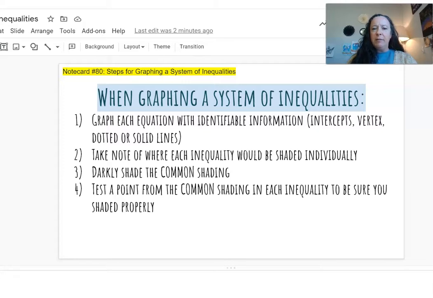Steps for graphing a system of inequalities. You need to write this stuff down. Step 1, graph each equation with identifiable information, intercepts, vertices, dotted or solid lines. Take note of where each inequality would be shaded individually. Darkly shade the common shading and then test a point. So pause me and finish up note card 80.